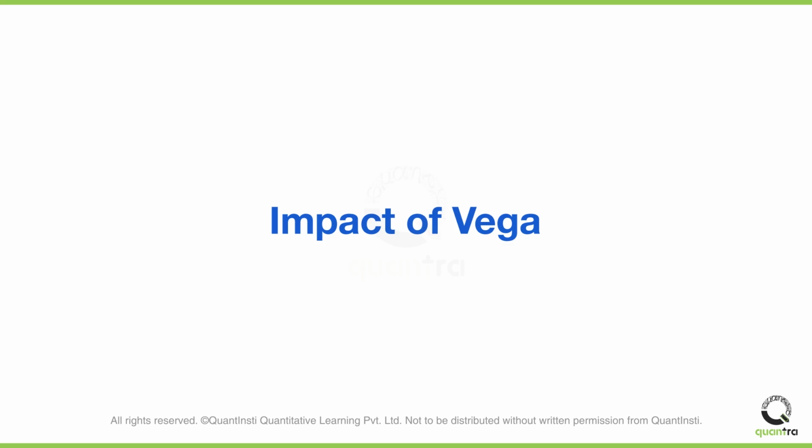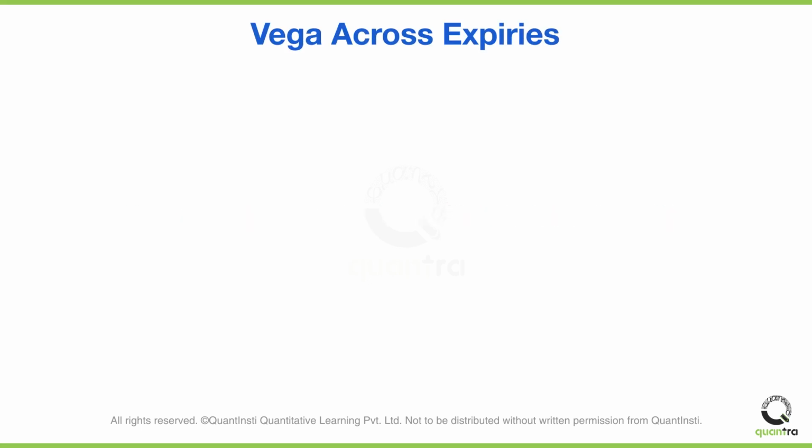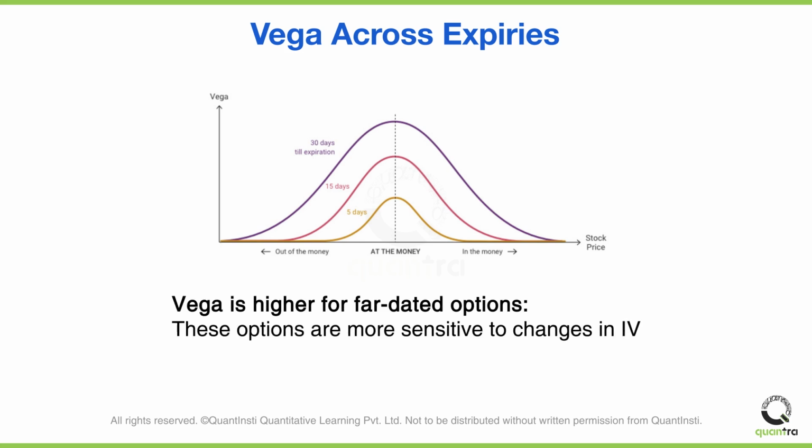Before we get to the part where we try to understand the impact of volatility on this strategy, let us first look at the impact of Vega. Vega measures an option's sensitivity to implied volatility. In a long calendar spread, we are taking different expiries, so let's look at what Vega looks like at different expiries. As you can see, as the days to expiration increase, Vega also increases. The near-dated option has lower Vega as compared to the far-dated one. Since Vega is higher for far-dated options, it means that these options are more sensitive to changes in IV.